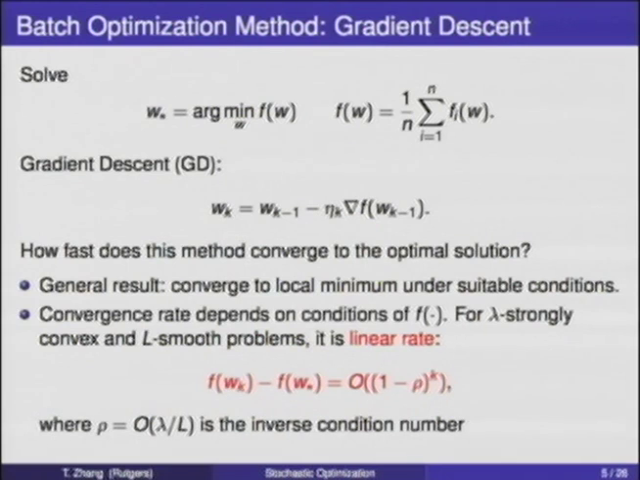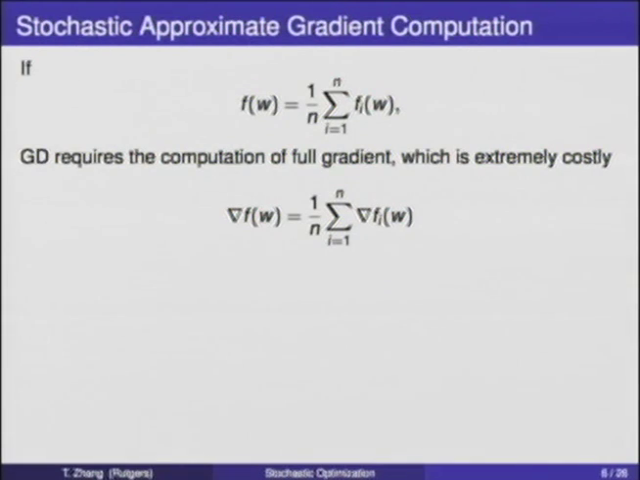Compared to this, there's a disadvantage about doing the gradient. If I start with a special form like this and calculate the gradient, it takes n summations. So each time you do a gradient descent step, you calculate the gradient, which requires n summations, which is very costly if your n is large for the big data problem.